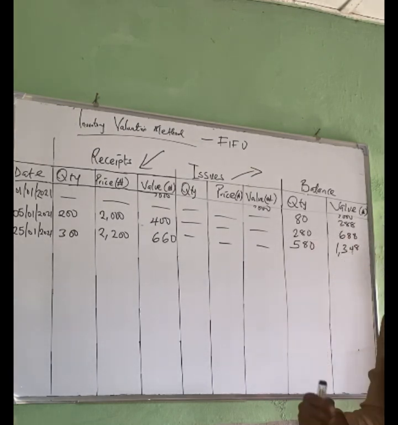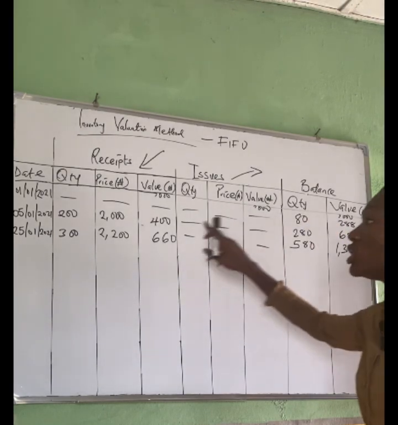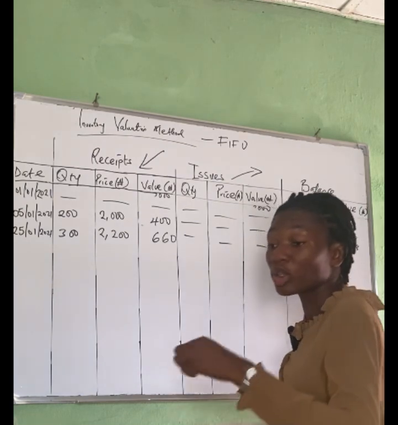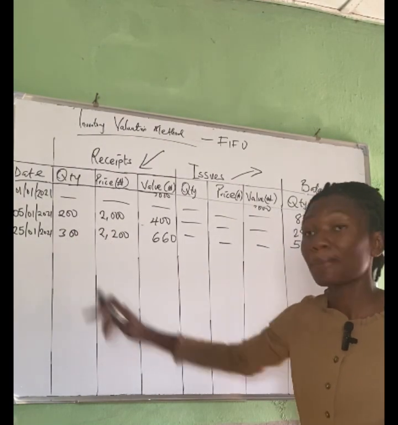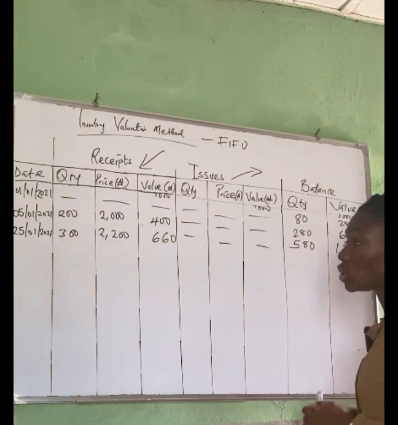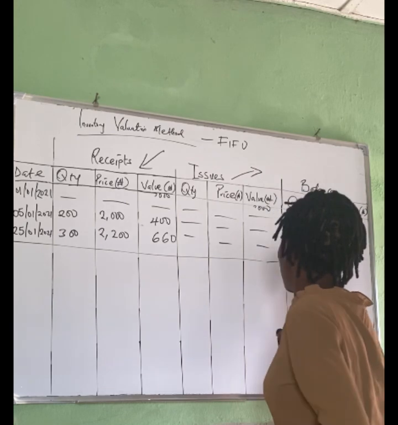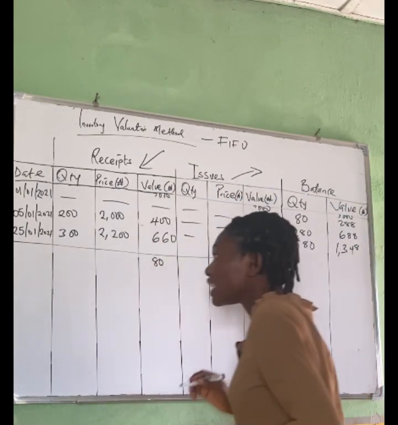Good. So we have to issue 160, what we want to issue out. So for the FIFO, we have to use this first before we issue the next one. We must issue everything in the balance first before we issue the balance from here, okay? But what we have in the balance is just 80 units, all right? We have 80 units, so we'll be issuing that 80 units first.